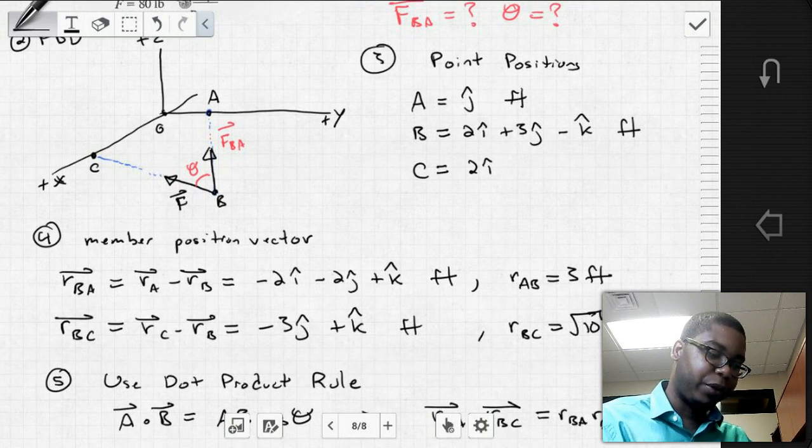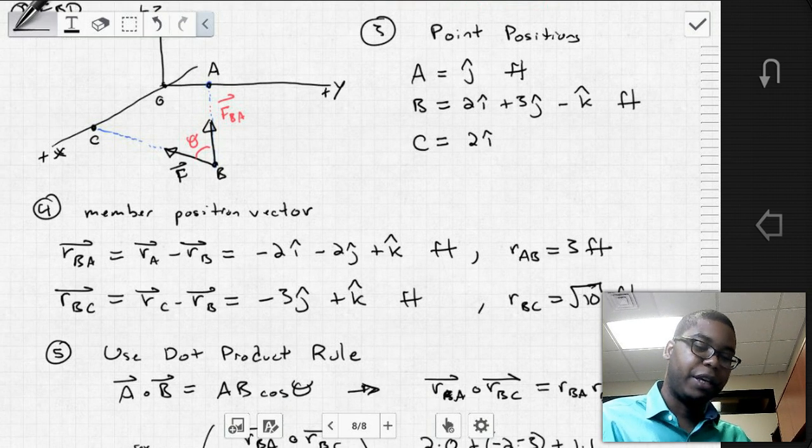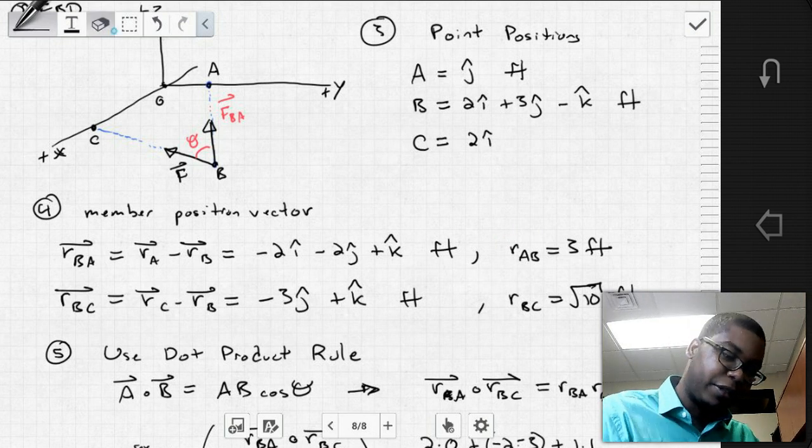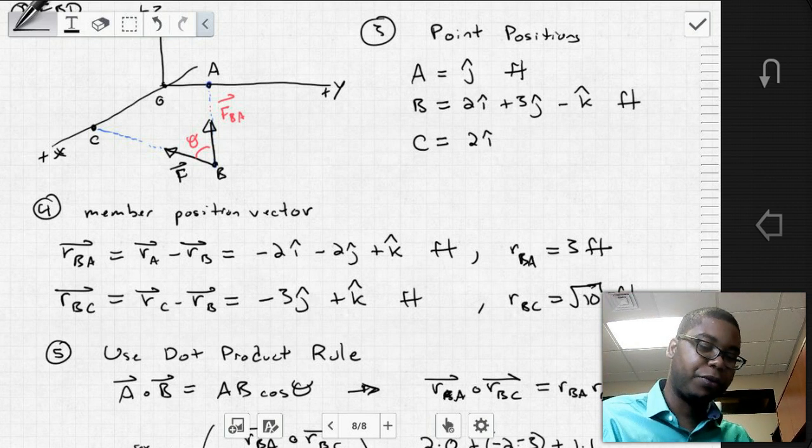We can do that simply. r_BA is equal to position vector A minus position vector B, and r_BC is equal to position vector C minus position vector B. We collect the like terms, the i, j, and k components, and find those position vectors in Cartesian form. Then we can apply Pythagorean's theorem to find the magnitudes of the position vectors. Let's rewrite that as position vector BA and position vector BC. We find the magnitudes of them.